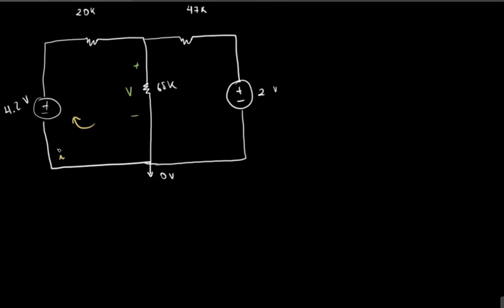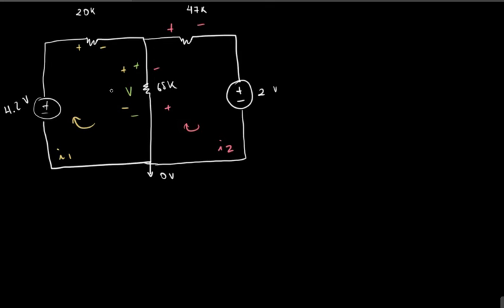So I'm going to call this mesh I1. This is my sign convention here. And the next mesh, I'm going to call that mesh I2. And my passive sign convention for this here is this way.